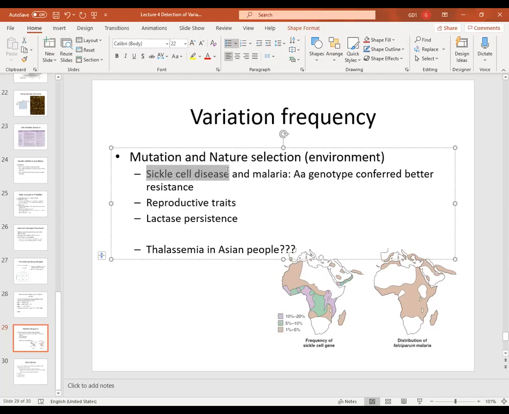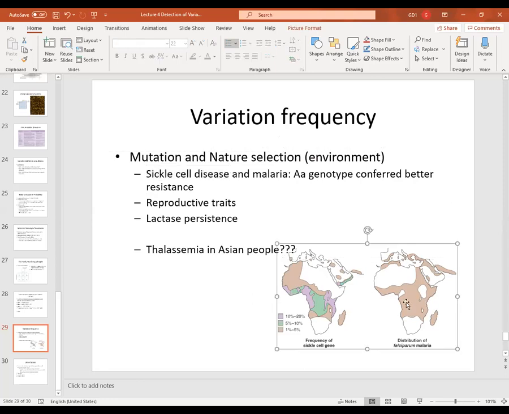An interesting part is related to sickle cell disease and malaria. We think the sickle cell form helps people with this genotype confer better resistance to malaria. So you see here the picture is the distribution of malaria in Africa, and also in other countries like Italy, Greece, and this one is what? Turkey, right? Turkey.